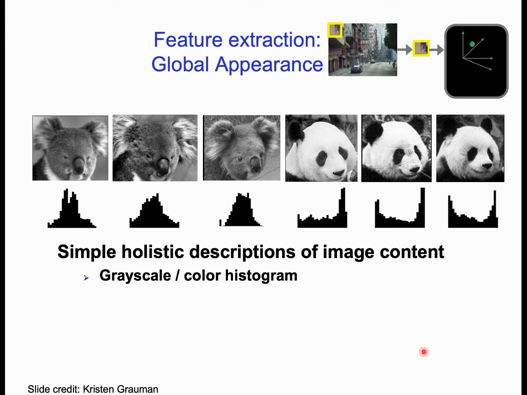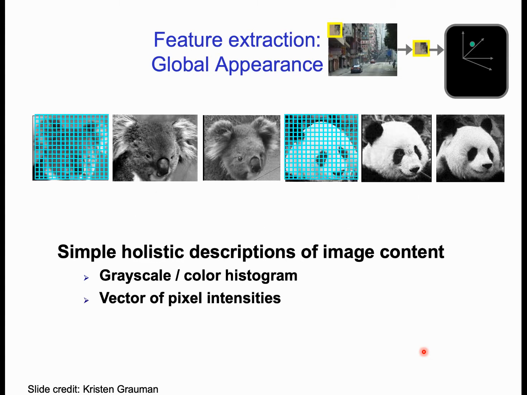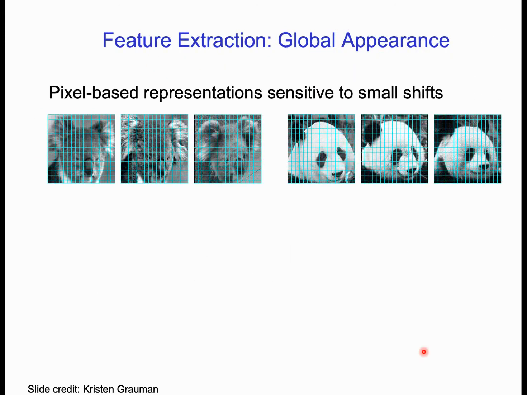So what can be the simplest features? I can basically, for example, look at the grayscale or color histogram, so a simple holistic description of the image content that's obviously much easier to extract than bag of words. I can even say, for instance, you know what? Maybe I can just vectorize the entire image, pixel by pixel, and use that as a representation. Now, these are both a little bit not well thought out. The pixel-based representation is obviously extremely sensitive to small shifts. So even if I have a very small shift in the image, the entire representation will be different.